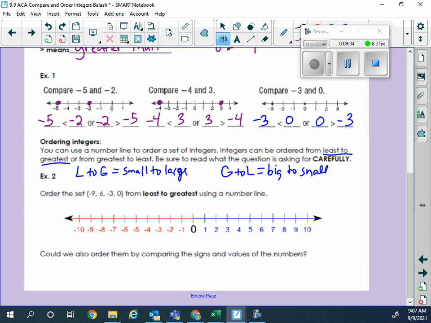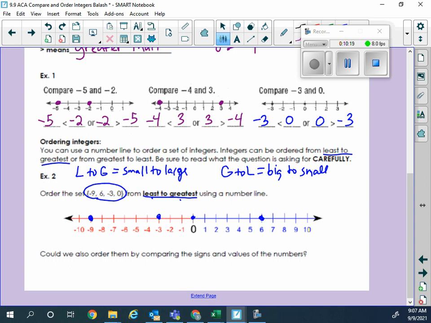Okay, so now it's telling you to order the set -9, 6, -3, and 0 from least to greatest using a number line. So again, least to greatest, and here are the numbers. What should we do first? Yeah, put them on the number line. So -9, 6, -3, and 0. So that was my first step. Now, do I really have any thinking to do? No, because they're on the number line, aren't they already in order? Yeah. And we want to do it from least to greatest.